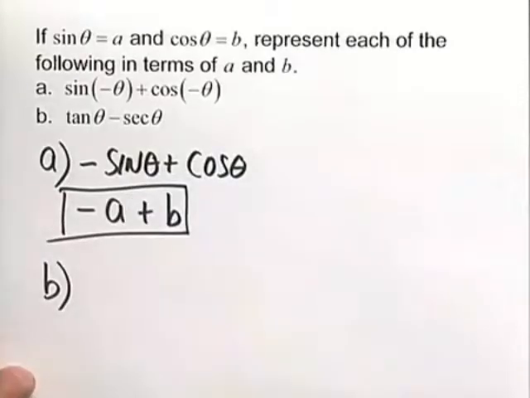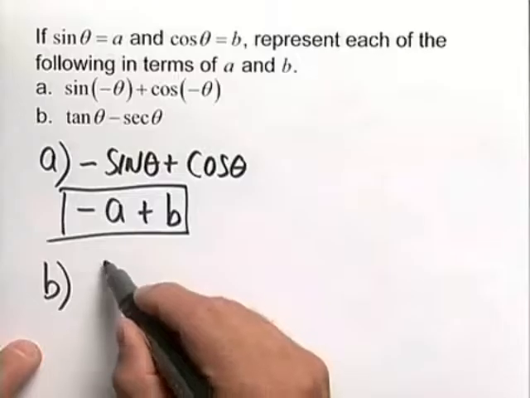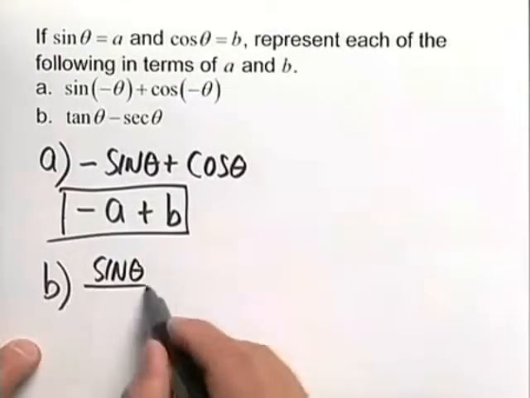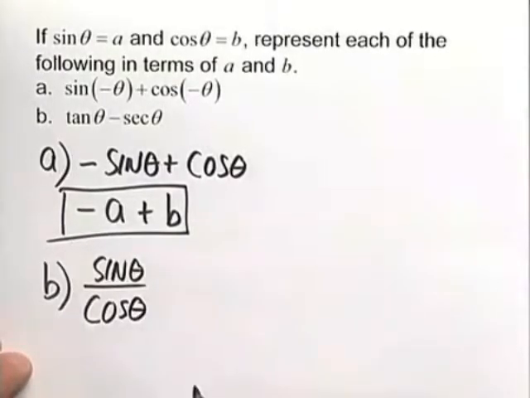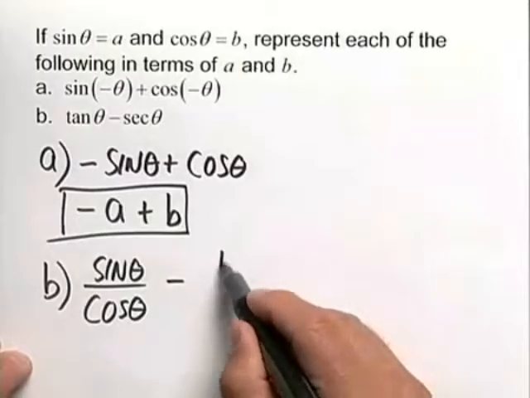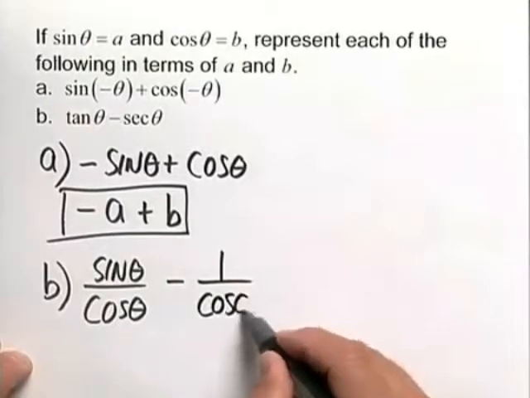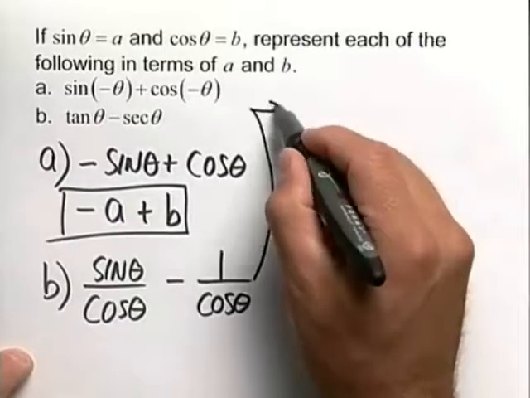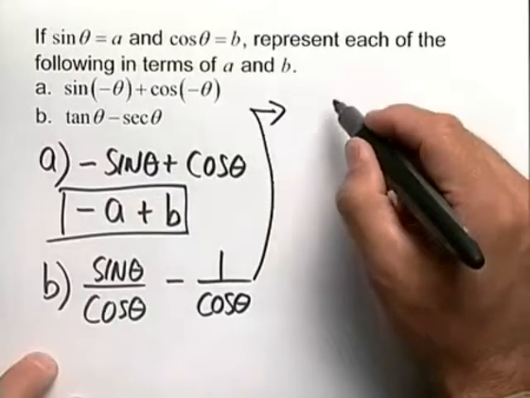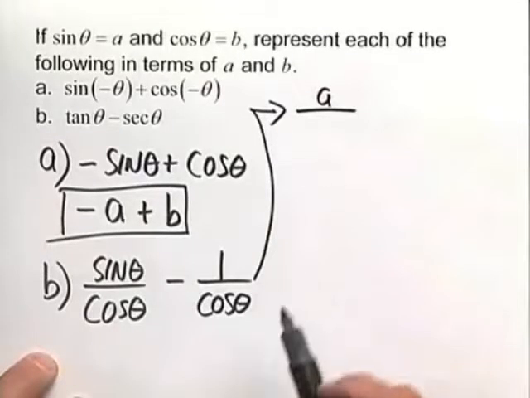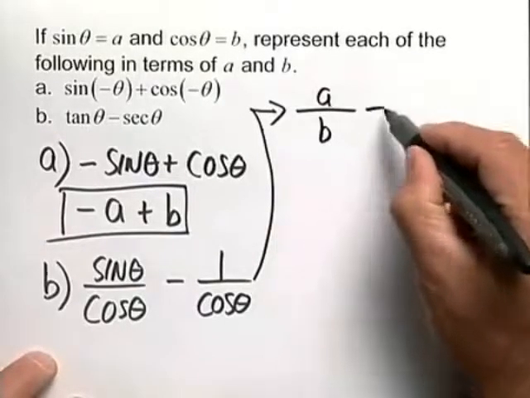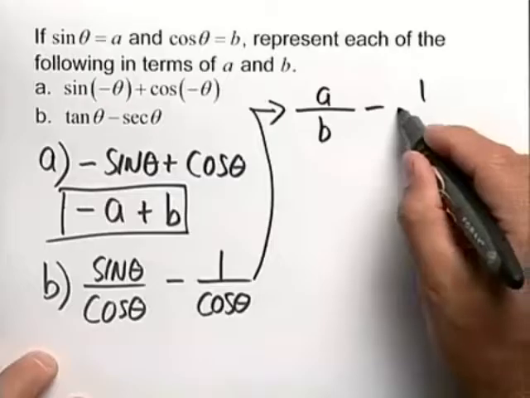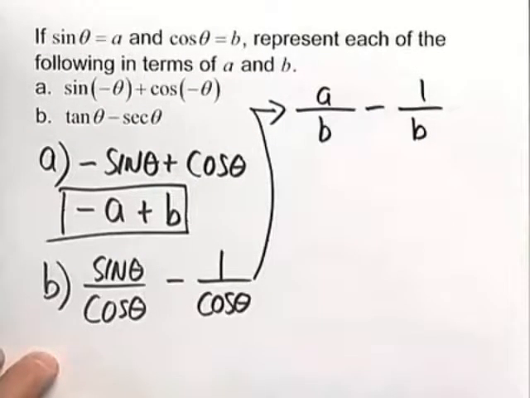We have the tangent of theta minus the secant of theta. Let's start by writing the tangent as being the sine of theta over the cosine of theta minus 1 over the cosine of theta for the secant. Now we're going to write this in terms of our A's and B's. We know that sine is A, cosine of theta is B, and then once again cosine of theta being B. That's our expression right there.